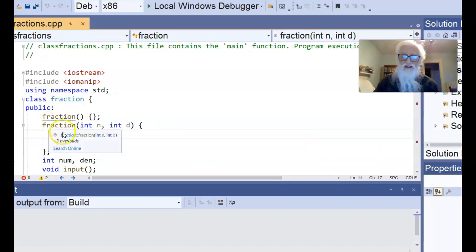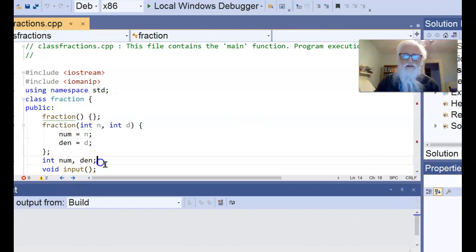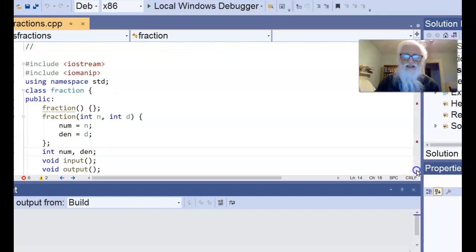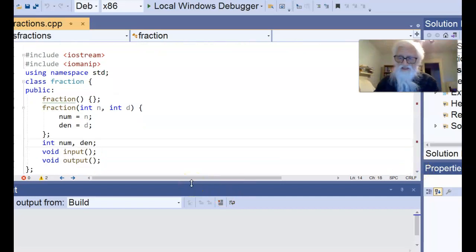Then here, since this was a very short program, I put it in here. I didn't bother writing it later as I will for the other functions. But this just says, if you want to put in the numerator and denominator, I've given you a way to do it. Then there are only two fields in this, the numerator and the denominator. I didn't protect them. Maybe I should have, but I didn't. And then I have void input, void output.